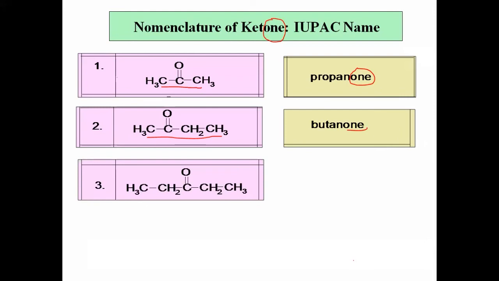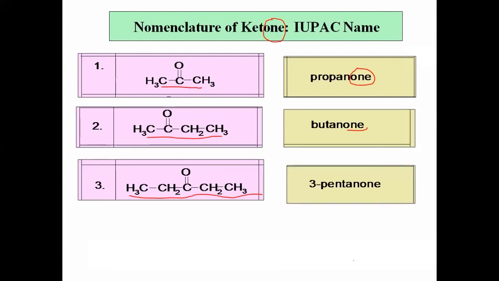CH3, CH2, C double bond O, and CH2, CH3. Okay, now how many carbons are there? There are a total of 5 carbon atoms. 1, 2, 3, 4, and 5 carbon atoms. Therefore, the parent alkane is pentane. Now here also the last E is replaced by ONE. But in this case, there is a need to indicate the position of the carbonyl carbon.